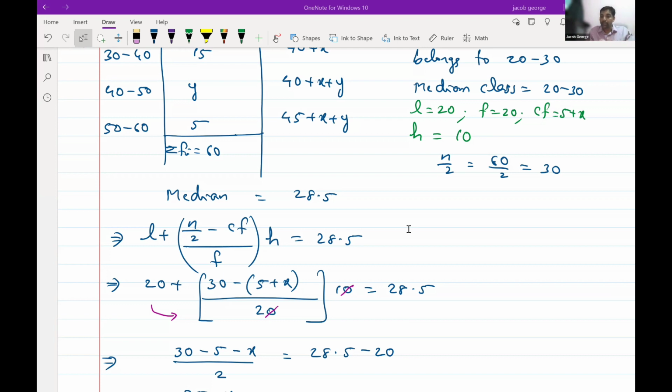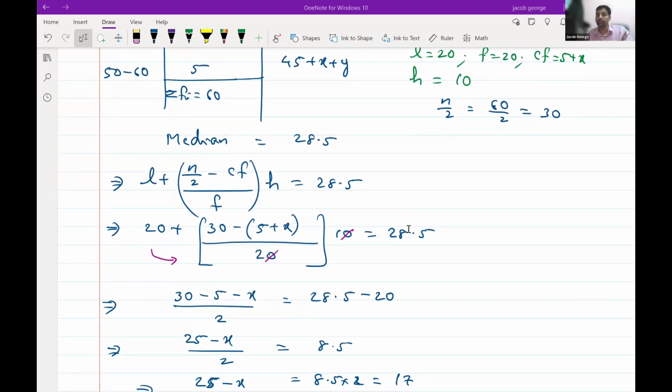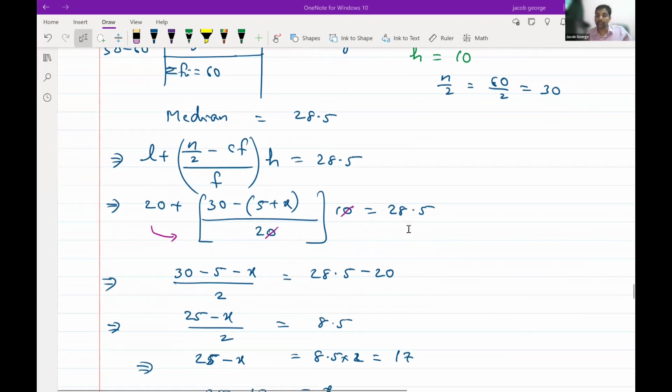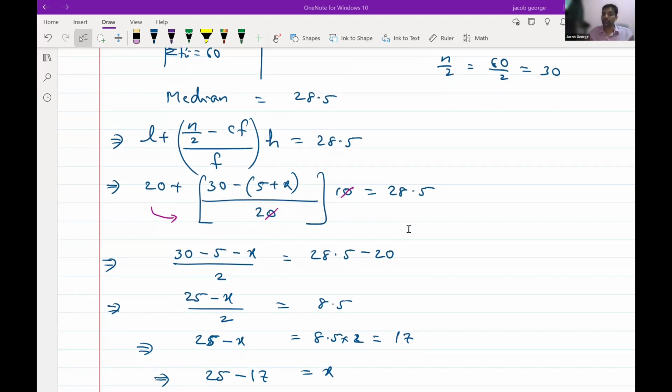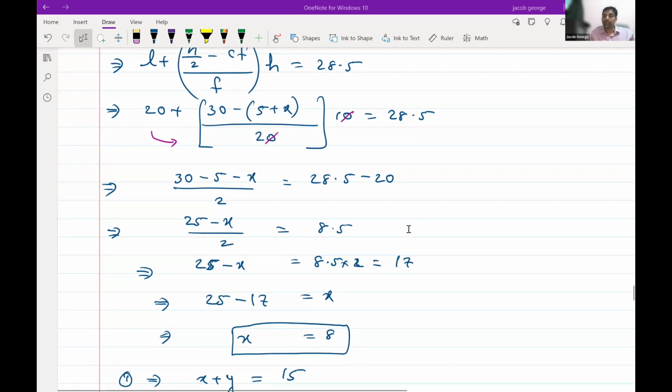We have to bring that 20 to the right side. Can you see that? 20 to the right side. So 30 minus 5 minus x by 2 is 8.5, since 28.5 minus 20 is 8.5. Is it clear? Then we multiply this 2 to the right side. So 25 minus x is 8.5 into 2, that is 17. 8.5 into 2 is 17. So therefore x is 8. x is equal to 8.